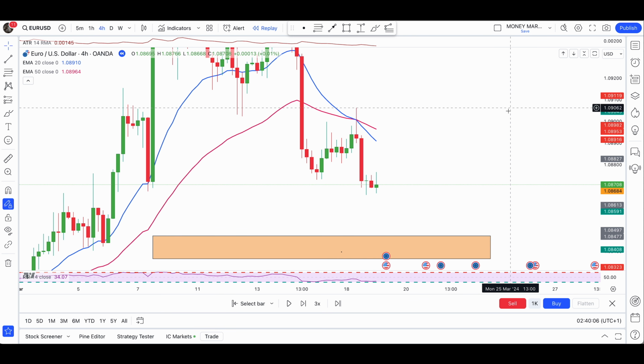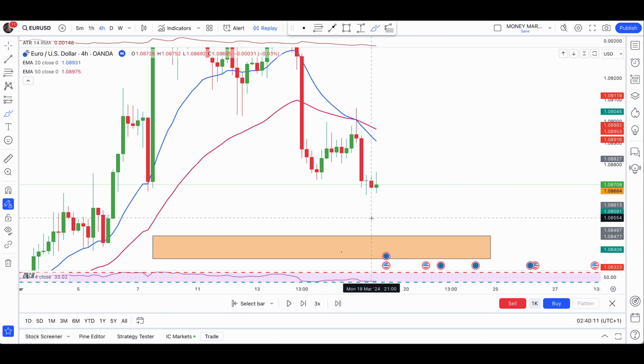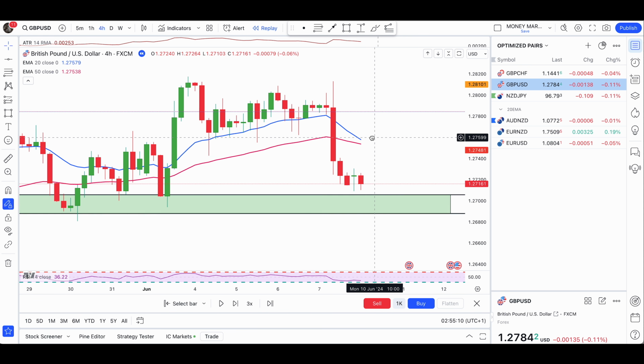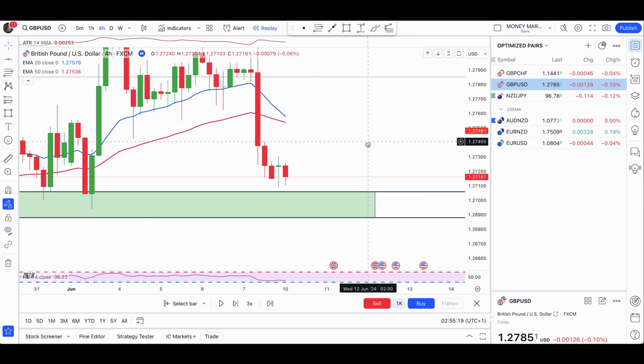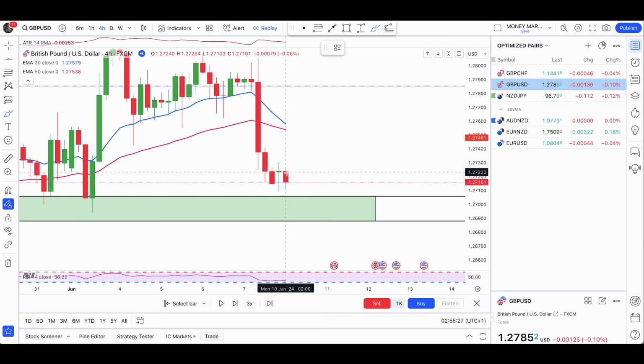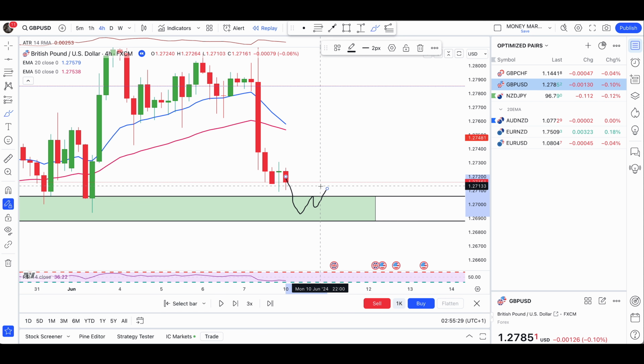Now the rule is the entry must happen at the support area. I've already made a video on how to identify and mark support and resistance. Feel free to check the video and mark your support and resistance as accurately as possible. Now I want to show you a very good example here on the pound dollar pair, which we just recently had. All we are waiting for is the price to push down, hit the support area, and form the morning star pattern. If we have a valid pattern, we are going to take our entry. So let's see if we're going to get a pattern or not.